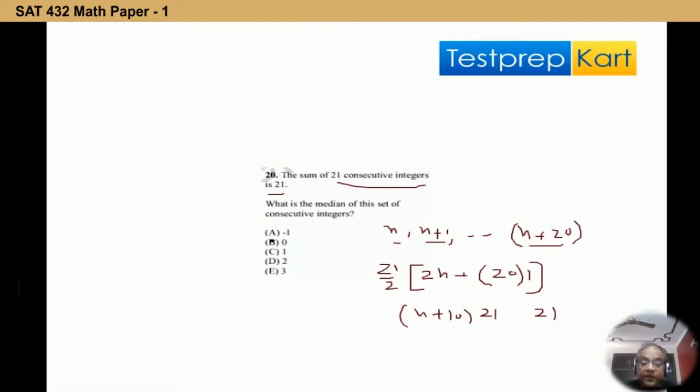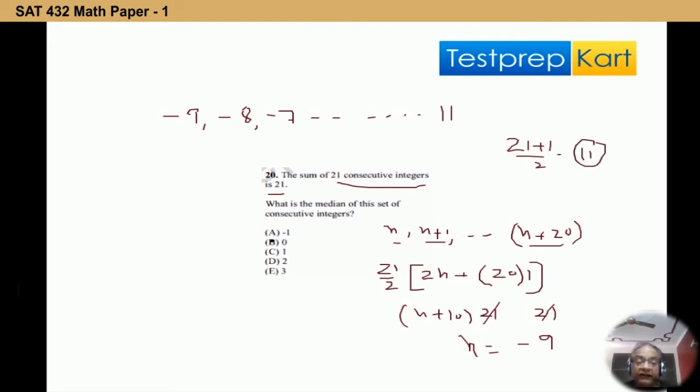So n plus 10 into 21, sum is 21. So n is equal to negative 9. Now I know what these numbers are: negative 9, negative 8, negative 7, and so on, and finally you have 11. These are the numbers. So what is the middle value? Middle value is 21 plus 1 divided by 2, which gives me 11.